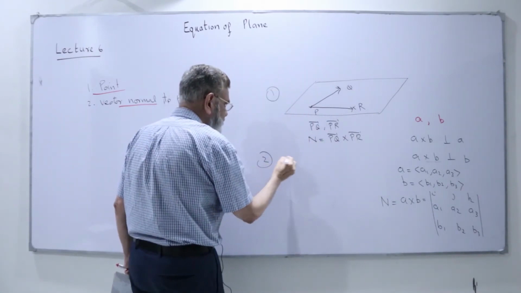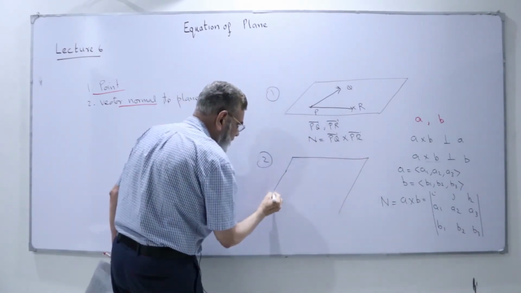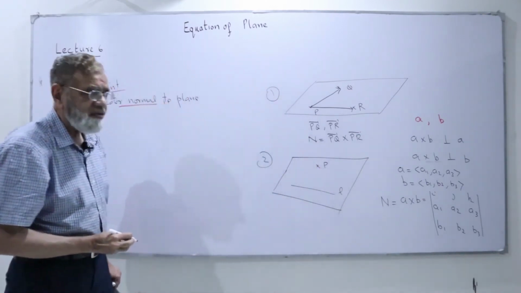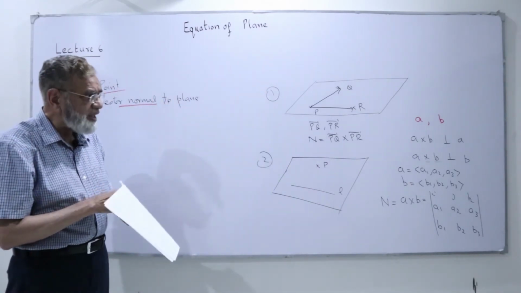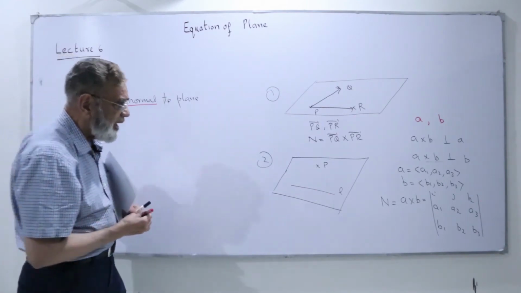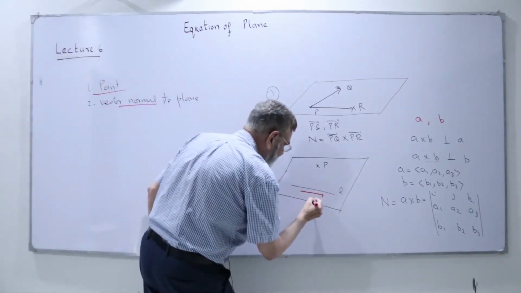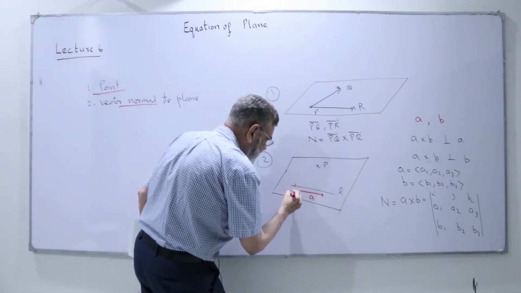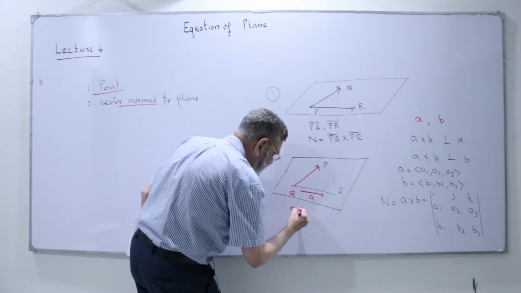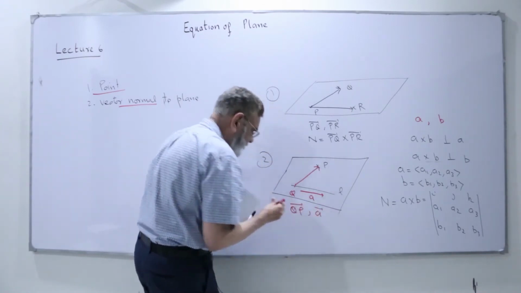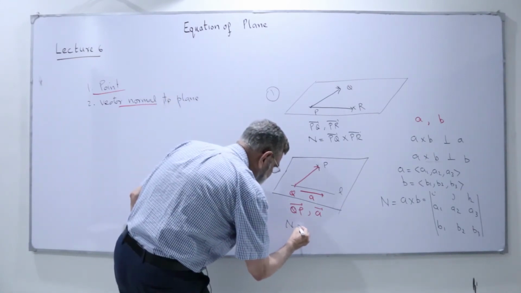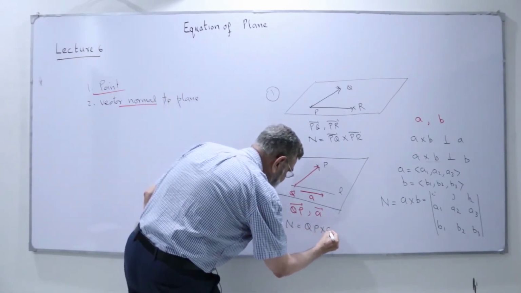Case 2 is that we have a plane, and in this plane we are given a line L and a point P. I want to write the equation of the plane in this case. I need two vectors, but I'm given one point on a line. Parallel to the line, I can find a vector A. I take a point Q on the line and join it with point P. So I get two vectors, QP and A. My normal vector is QP cross A.